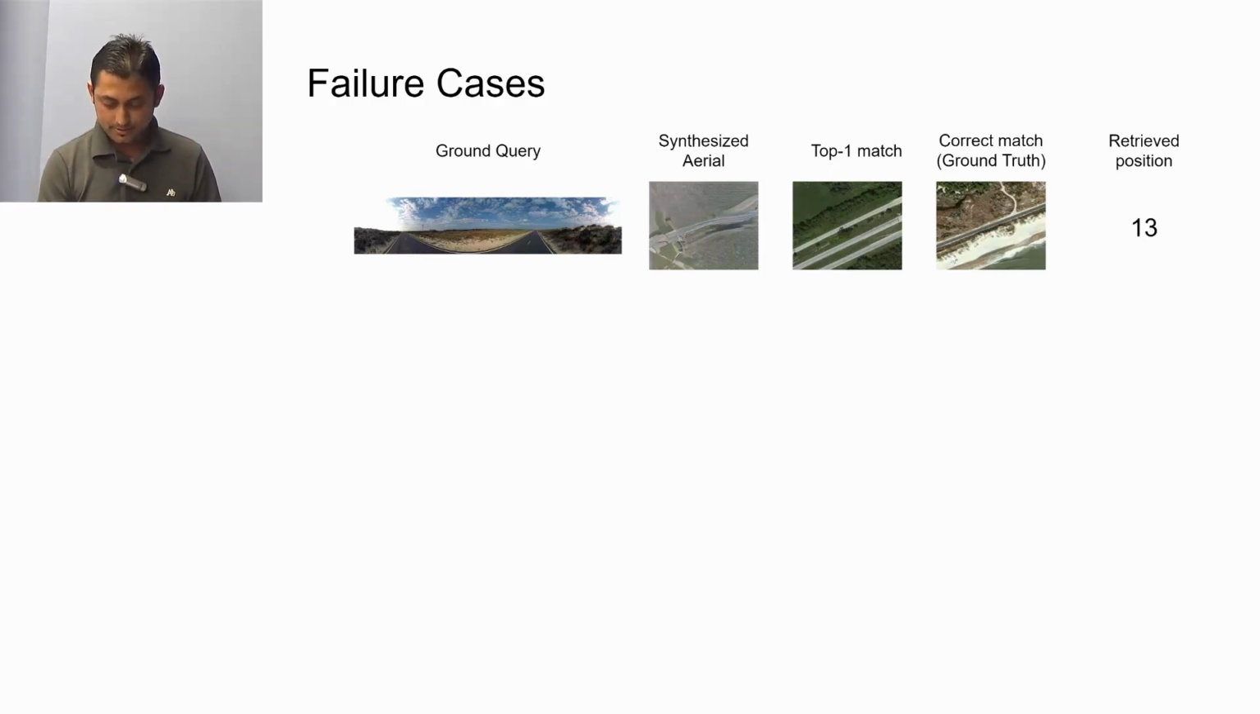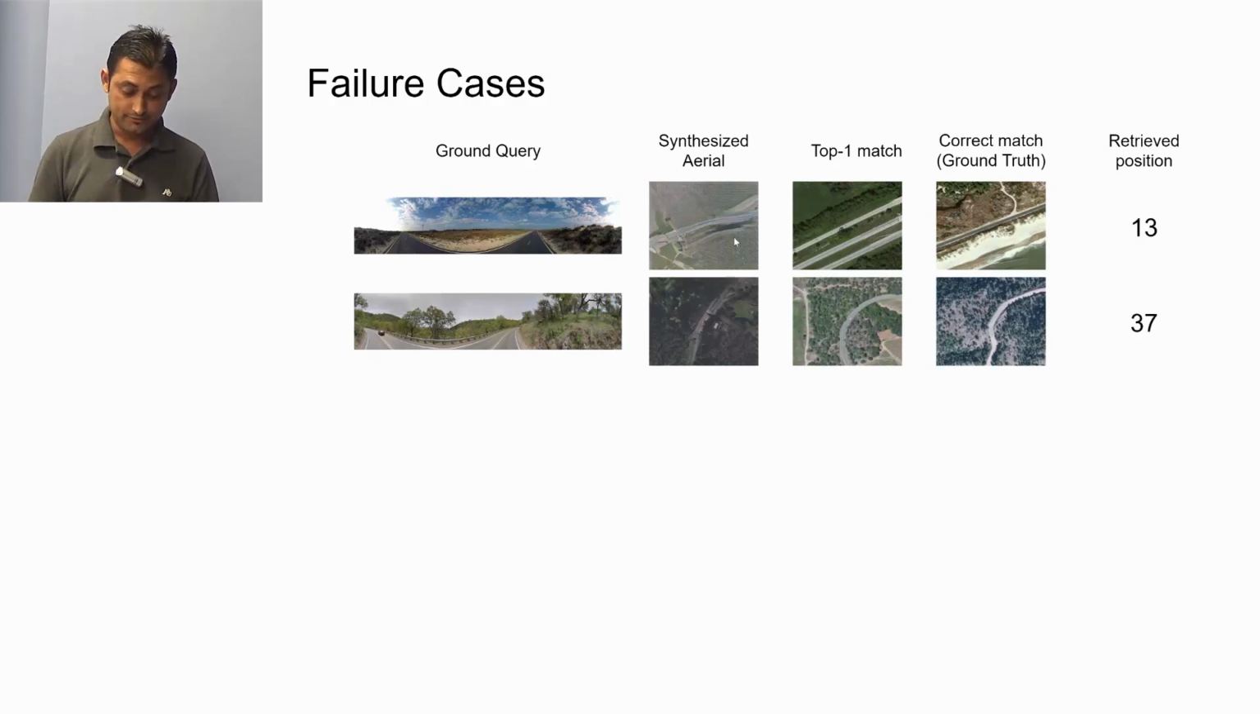And I think the problem here is because if we look at the correct match, there is some water on the right lower side of the image, which cannot be inferred from the ground query image nor from the synthesized aerial image. So here is another failure case where the top 1 and the ground truth images are very similar to each other, and this is a problem where a lot of images in the gallery set or the database are very similar to each other, so it's very complex.